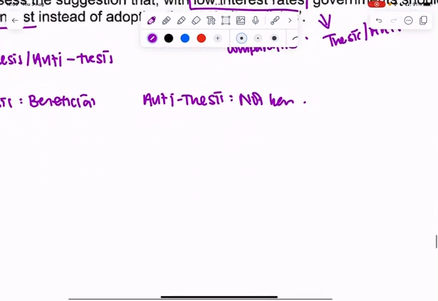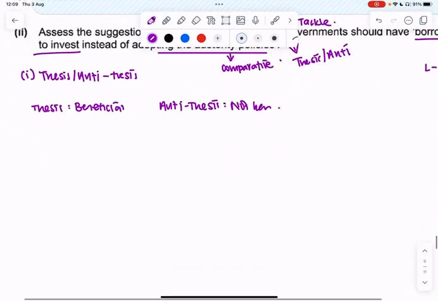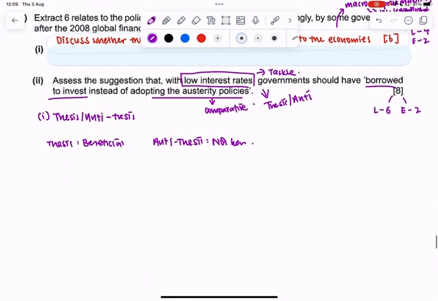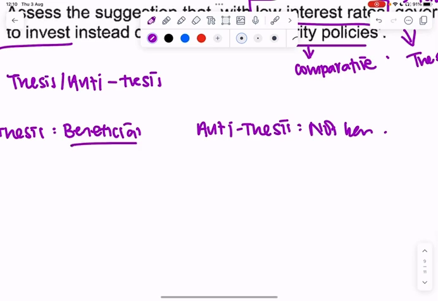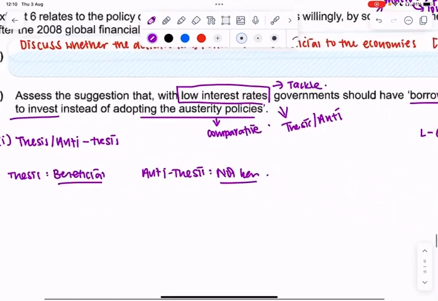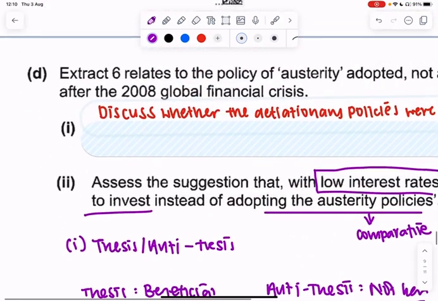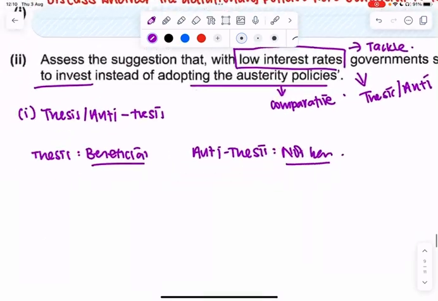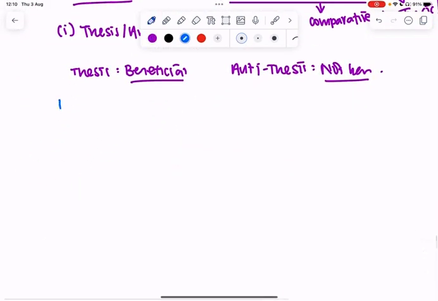Okay, so now I'll go through beneficial versus not beneficial. It doesn't really matter what our stand is. No matter what, we always have to clear our thesis and antithesis. So economically speaking, from the 2008 global financial crisis, we can infer that many of the governments were likely in debt. And beyond that, consumer and investor outlook was likely bleak.